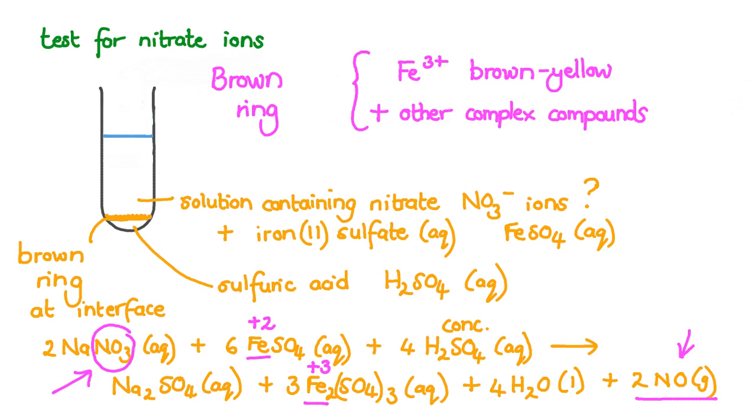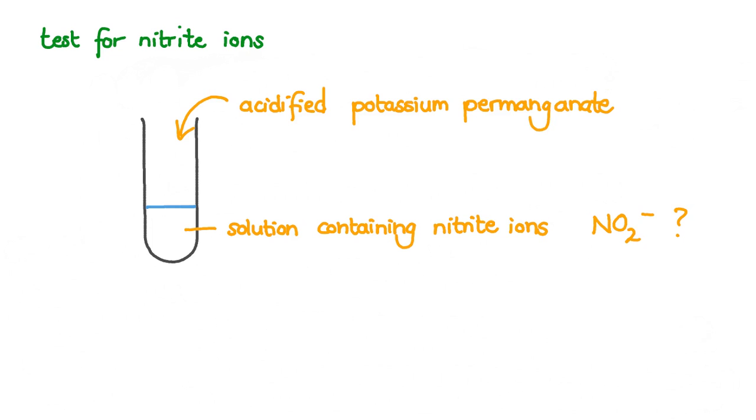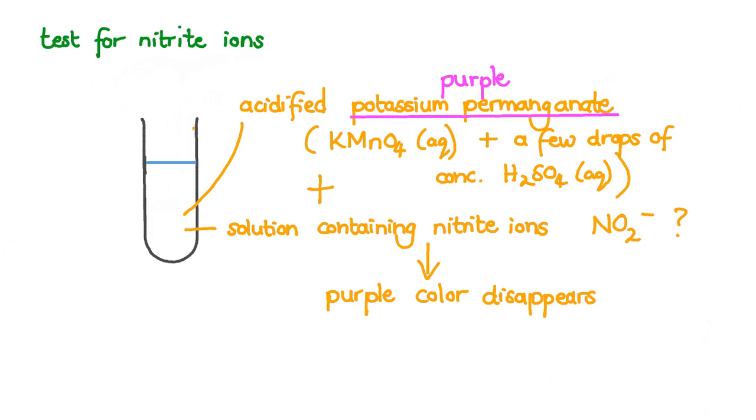We're going to look at one more test, and that is for the nitrite ion. If we take a solution of a salt which we suspect contains nitrite ions, NO2-, we can add acidified potassium permanganate, which is KMnO4 plus a few drops of concentrated sulfuric acid. The two solutions together will be a pale purple color from the potassium permanganate. If there are indeed nitrite ions present, the purple color will disappear.